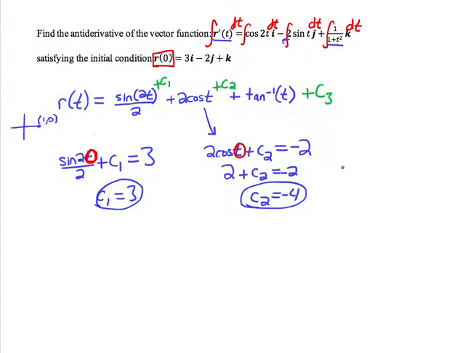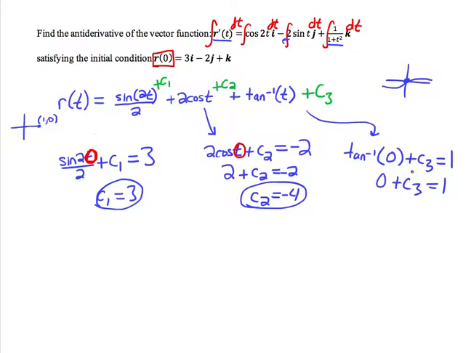Okay, got my second constant and my third constant. I'll just do it over here. So that's going to be the inverse tangent of 0 plus C3 is supposed to be 1, right? Because of the k in the initial condition. Inverse tangent of 0 is 0. I just always like to remember the inverse tangent function looks like this. So it goes through the origin. That's 0 plus C3 equals 1. So C3 equals 1.